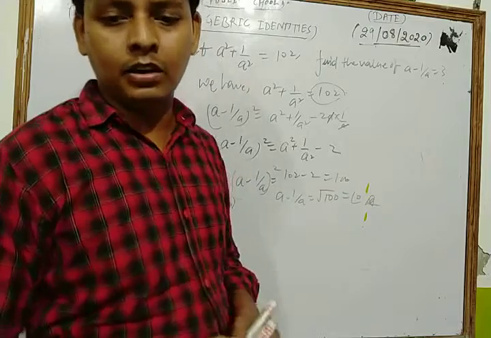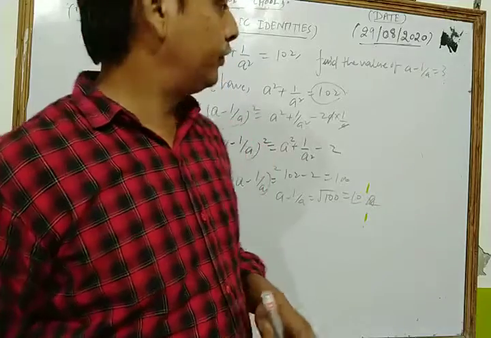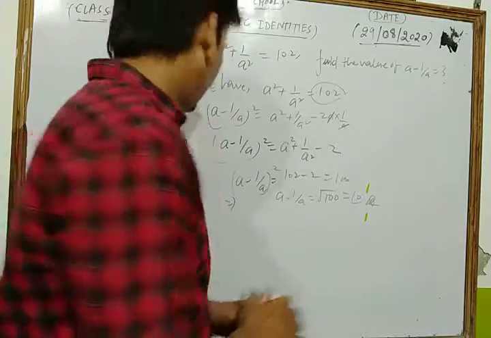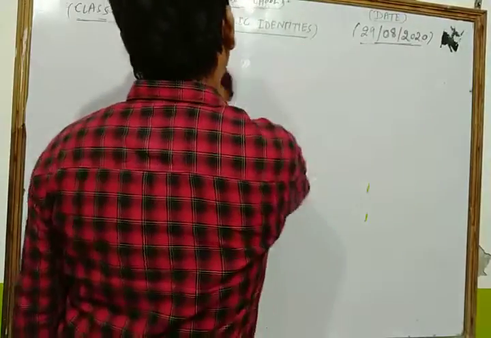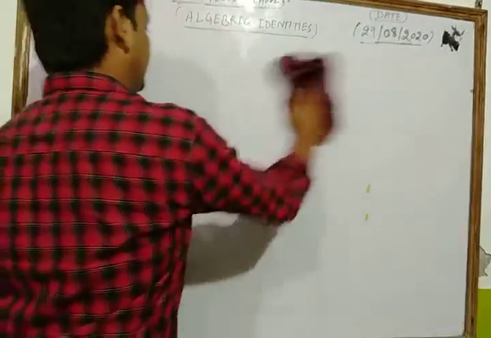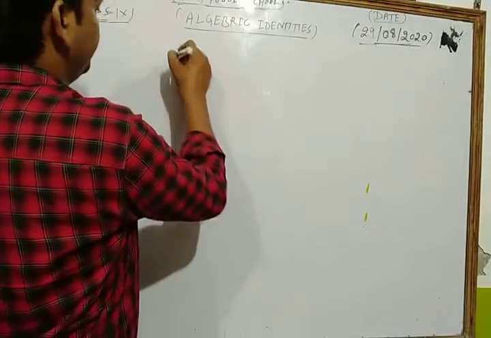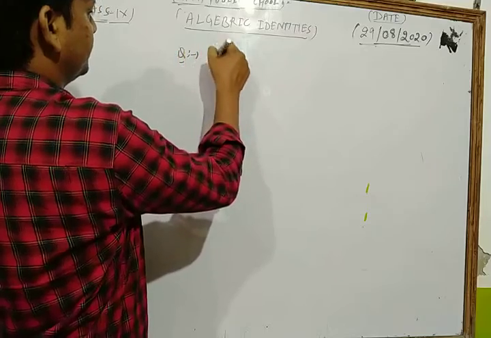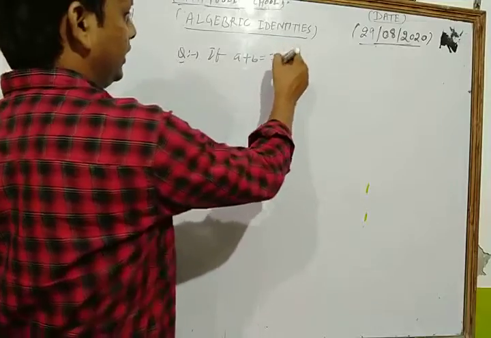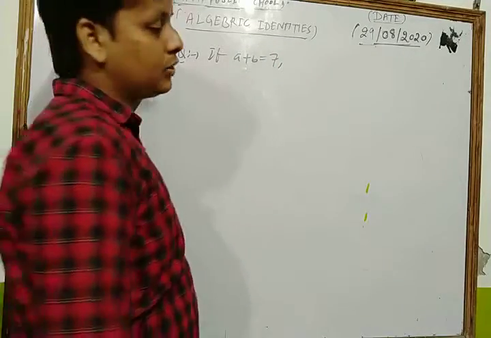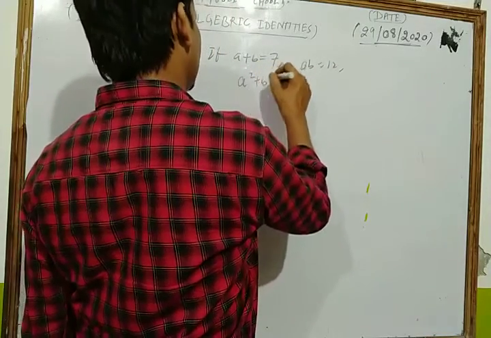Now we take one more important question of your NCERT exercise, which is very important for you. Dear students, if a plus b is equal to 7 and ab is equal to 12, find the value of a square plus b square.